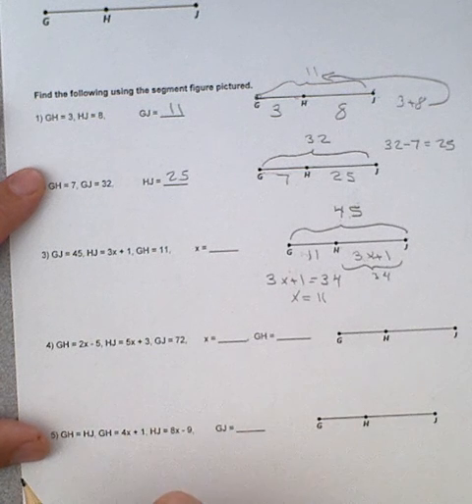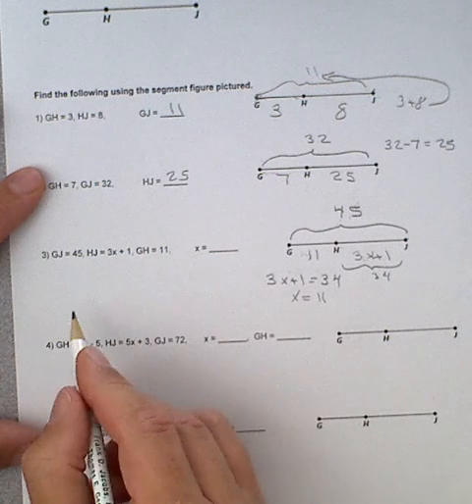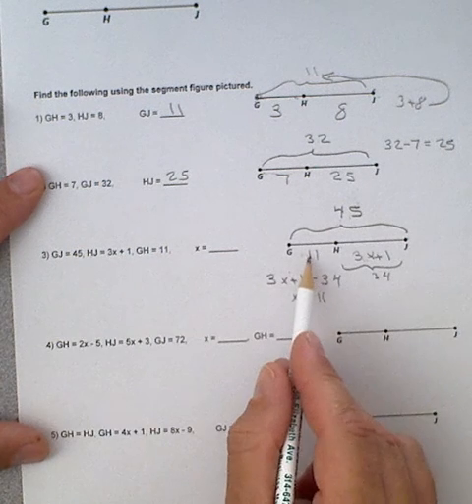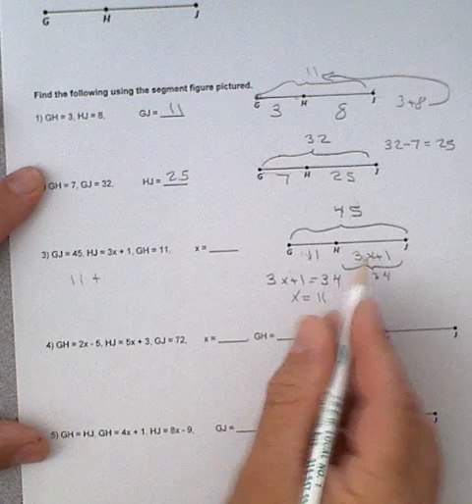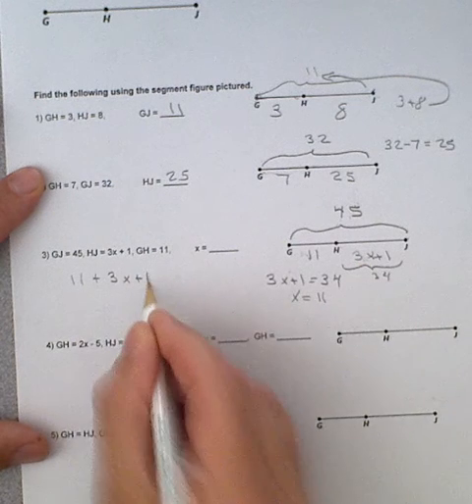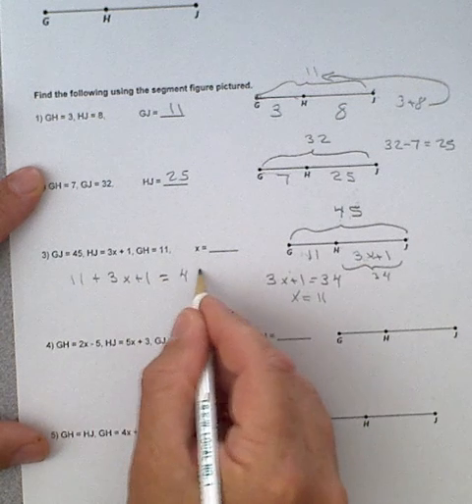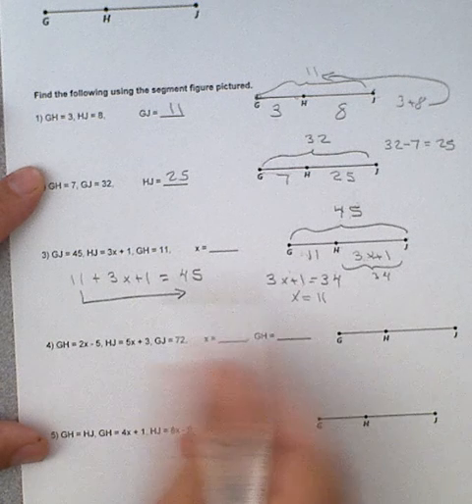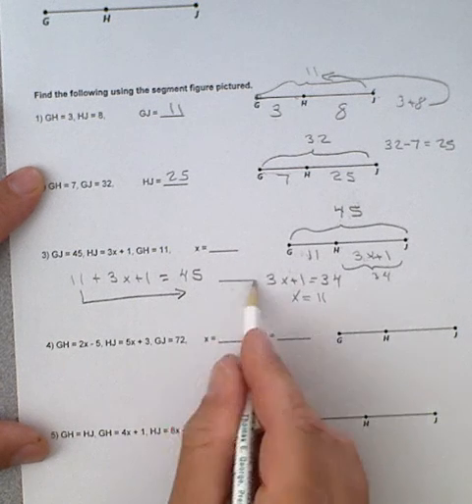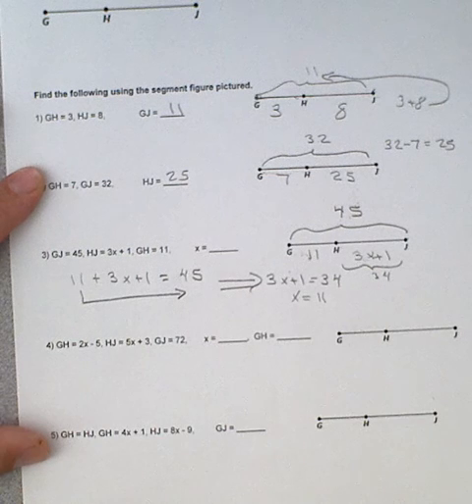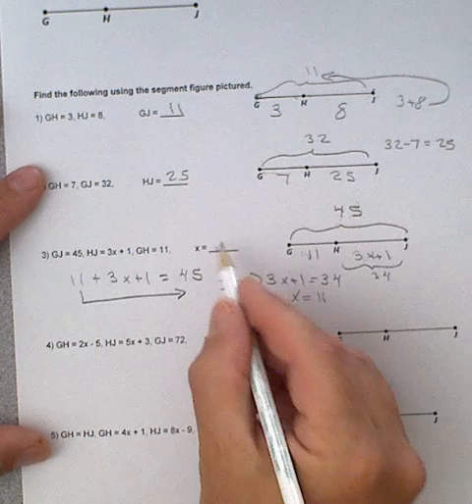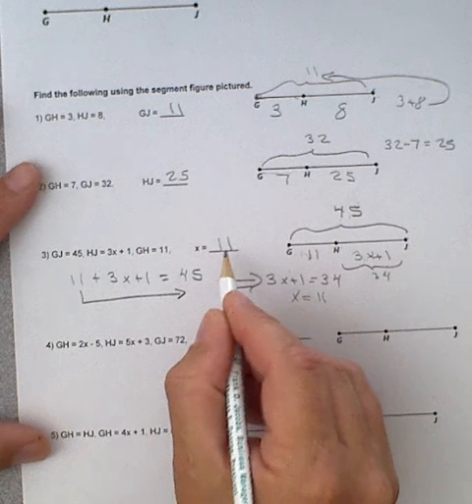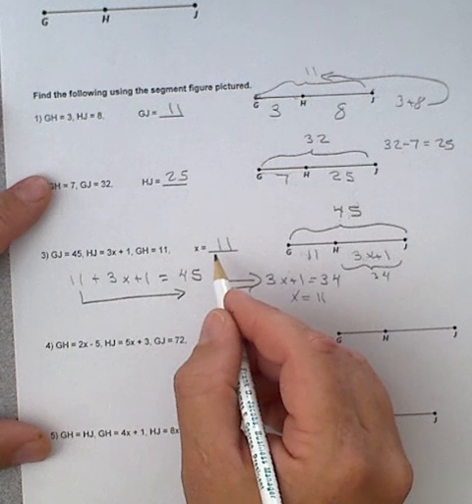We would get that same value if we set up algebraically 11 plus 3x plus 1 has to add up to 45, because when we brought the 11 to the other side, we'd get 3x plus 1 equals 34. X is 11. If we've done it correctly, but we have not double-checked to make sure that our answer is reasonable.